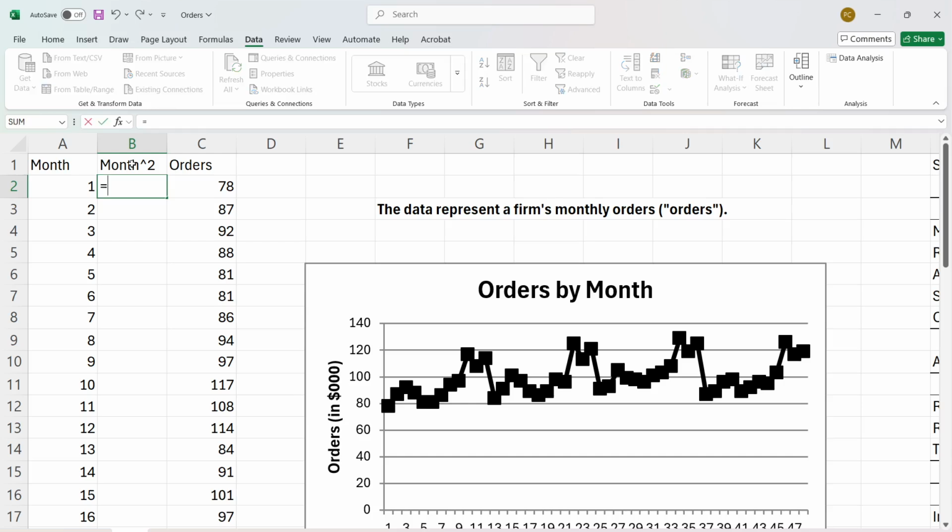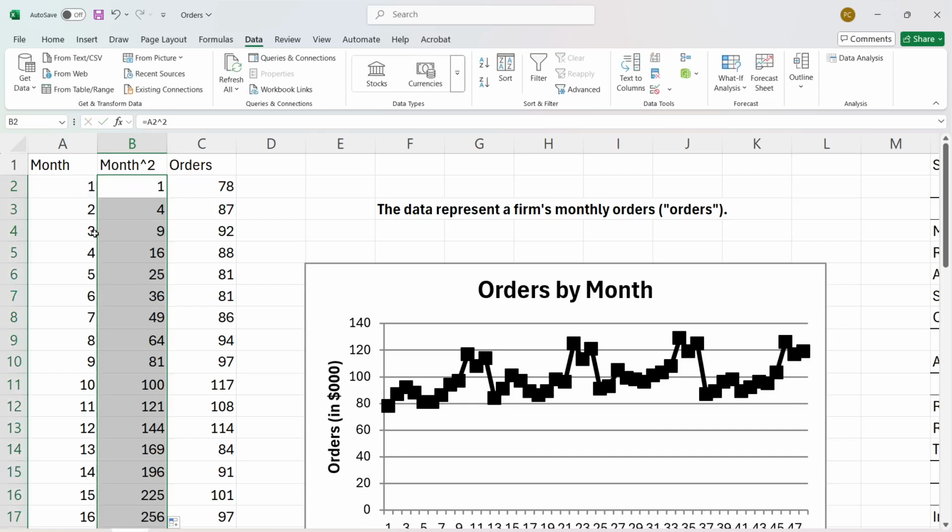Month squared is easy, it's just equal to month raised to the power of 2. 1 squared is 1. 2 squared gives me 4. 3 squared gives me 9. 4 squared gives me 16. And month and month squared are now essentially x1 and x2. I will include both of them in my next regression model in order to fit a parabola to this data instead of a linear trend.